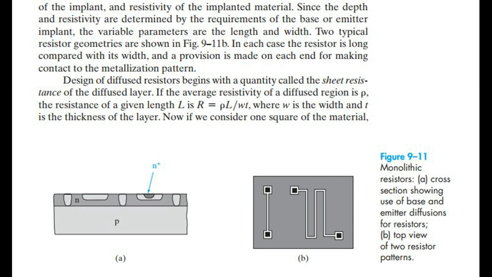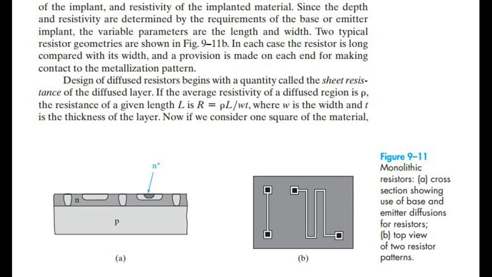We notice that Rs measured for a given layer is numerically the same for any size square. This quantity is simple to measure for a thin diffused layer by a 4-point probe technique. Therefore, for a given diffusion, the sheet resistance is generally known with good accuracy. The resistance then can be calculated from the known value of sheet resistance and the ratio length/width, the aspect ratio, for the resistor. Figure 9.11 Monolithic resistors.